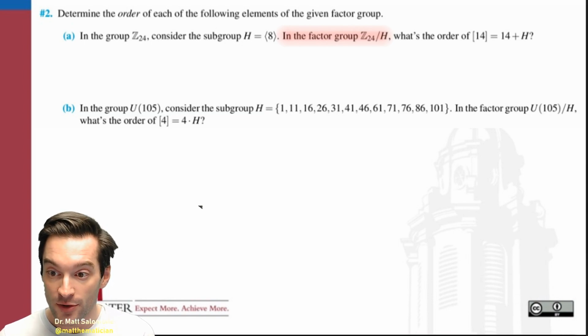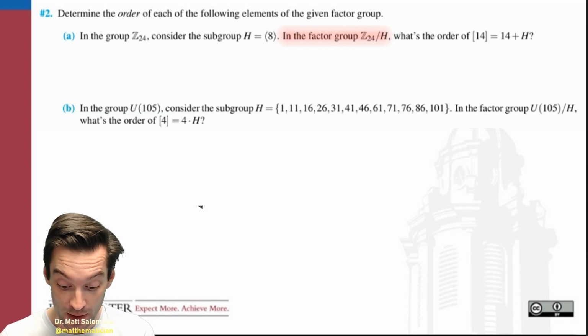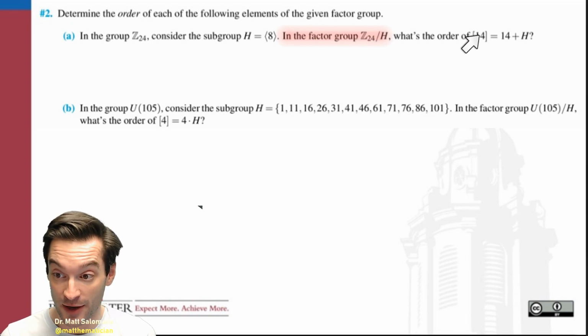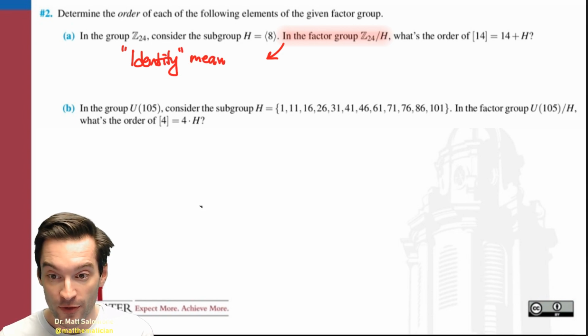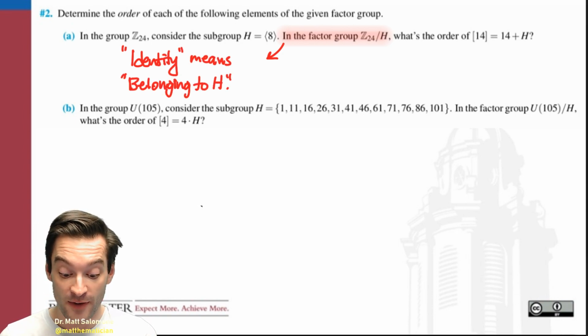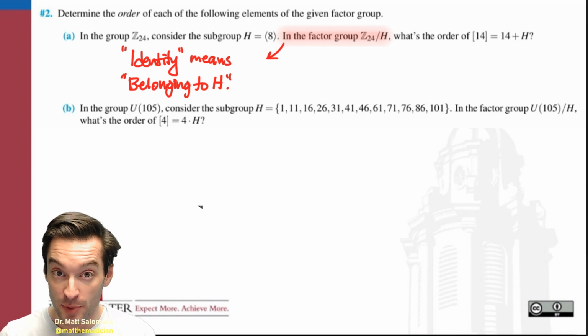So first of all, what is the straightforward way to answer this question? Just by using the definition of a factor group. How do I find the order of an element in a factor group? So first thing to remember about a factor group is that the identity element in a factor group is really, in disguise, the identity coset of the subgroup by which we are quotienting out. In this case, the subgroup is H, the multiples of 8, right? And so in the factor group, identity is just another way of saying belonging to H, right?